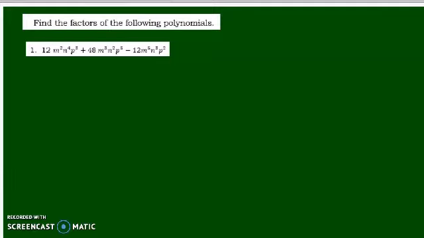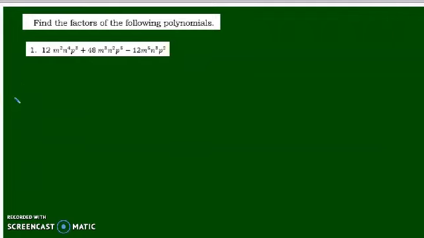Right, let's take the first example. So the polynomial is 12m squared n to the 4th p cubed plus 48m cubed n squared p to the fifth minus 12m to the fifth n cubed p squared. So first, find the GCF of this polynomial.